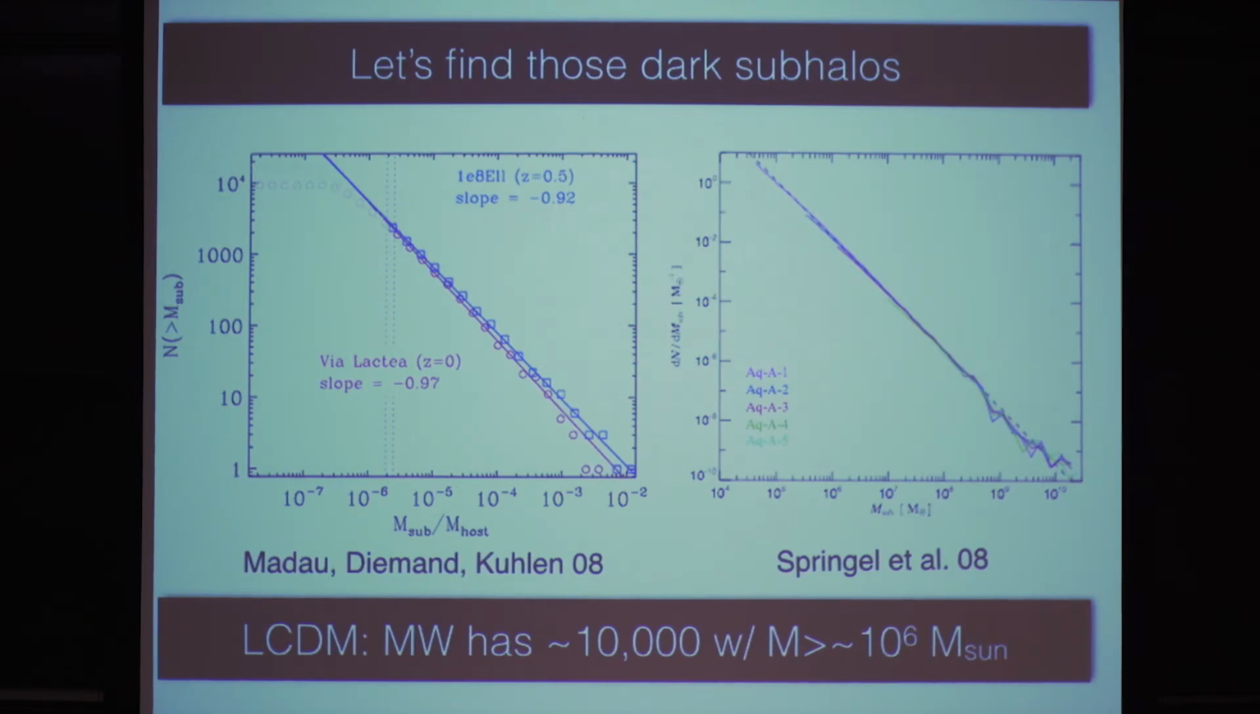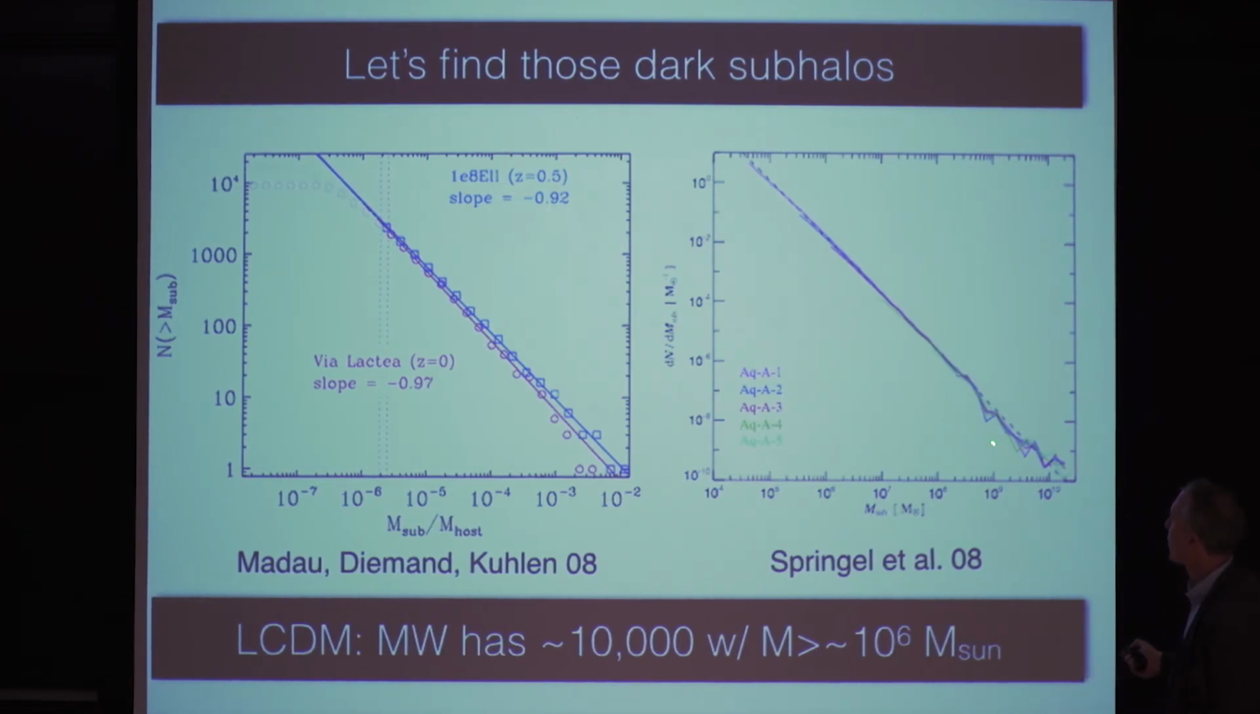What's plotted here is an oldish simulation. This was the Via Lactea simulation, and these are the Aquarius simulations. Let me focus on Aquarius for a second. They took a Milky Way size halo and ran it with some mass resolution, shown in cyan. Then they ran it again, increasing the mass resolution by a factor of 8, and then another factor of 8, and another, and another.